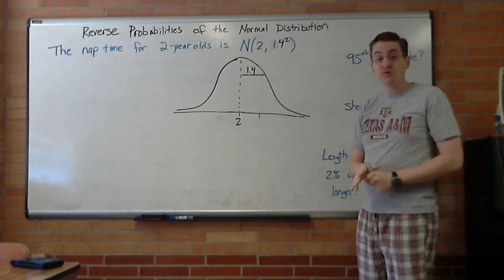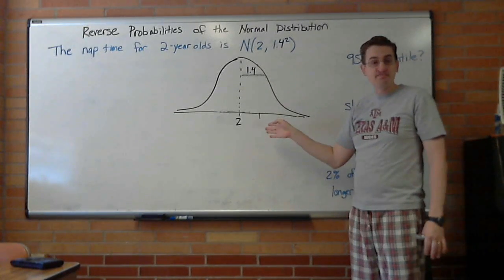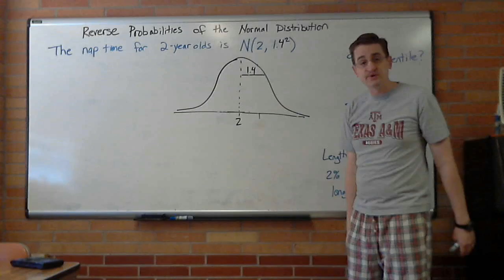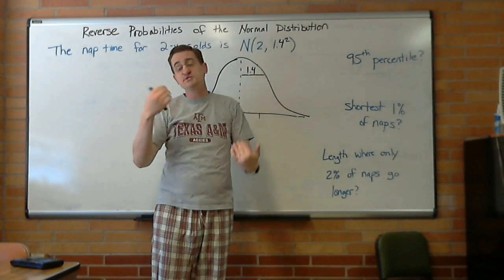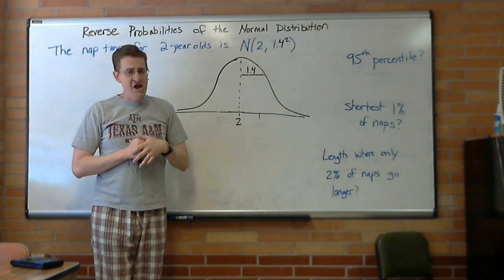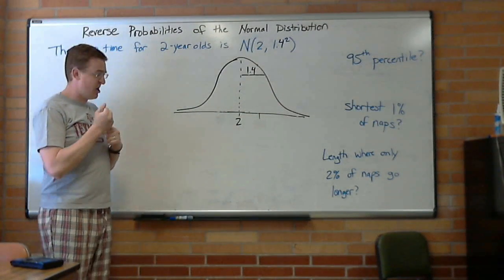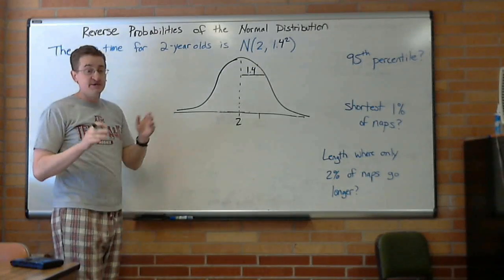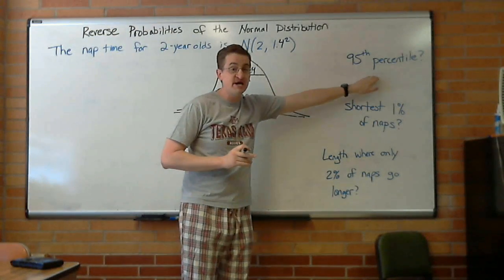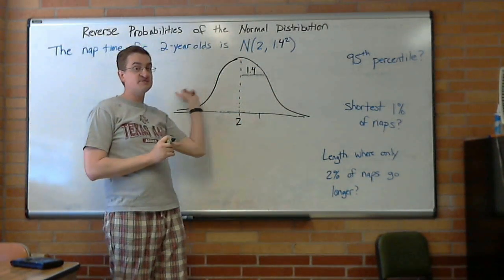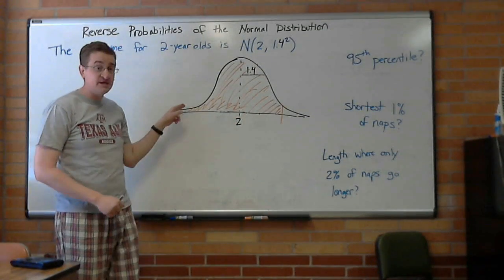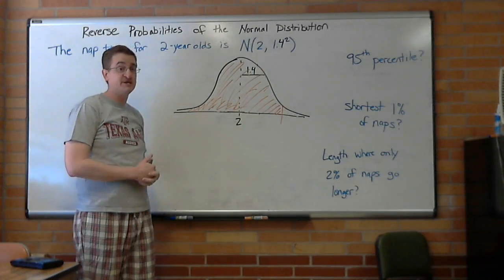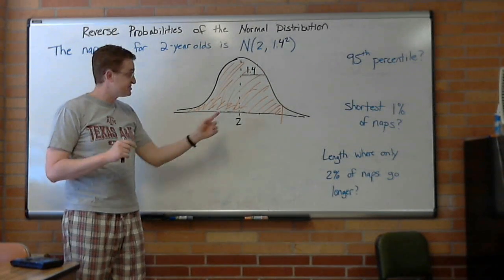Now, up till now, we've said, here's a nap time, tell me probabilities for it. Let's do it in reverse. I'll tell you probabilities. I want you to tell me the nap time. All right, 95th percentile. This is a vocabulary term. Percentile means from all the way to the left up, I want 95% of my area. So something like this, if this is 95%, you can kind of eyeball what our answer should be.